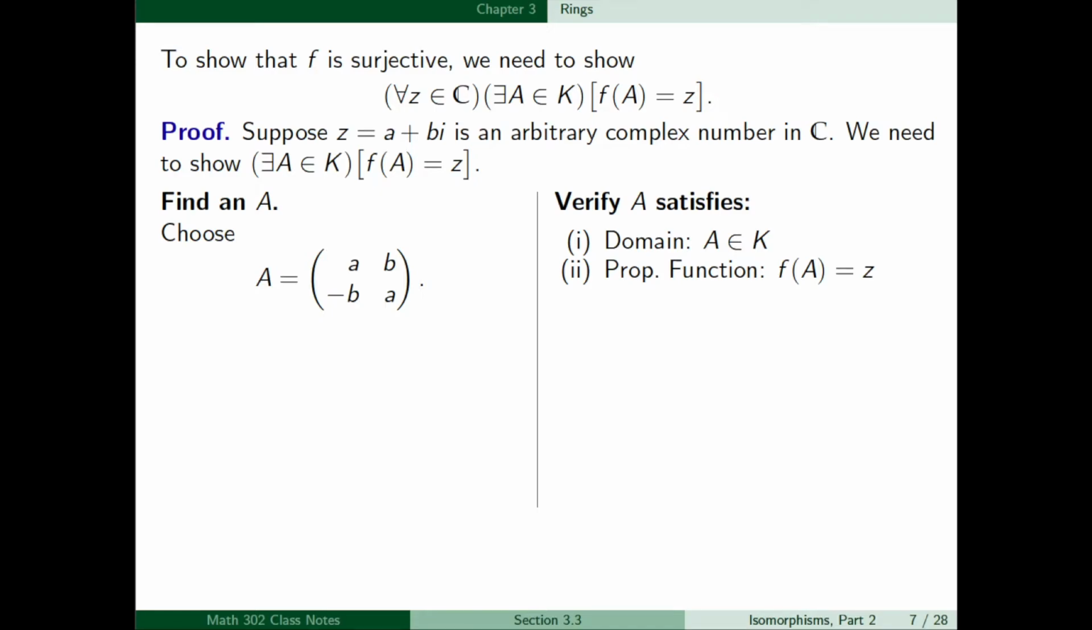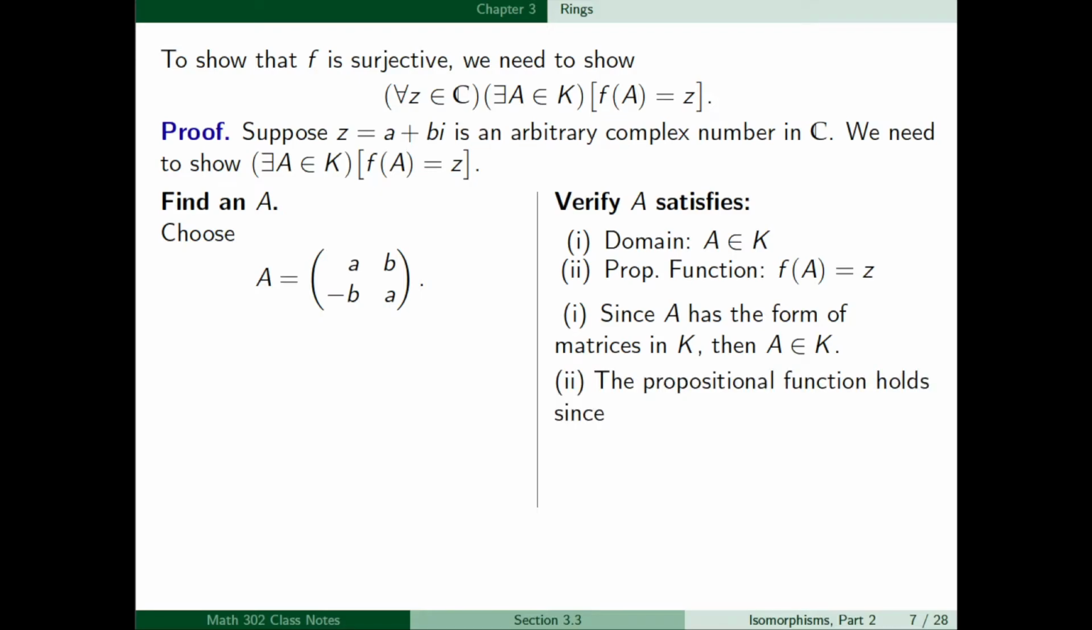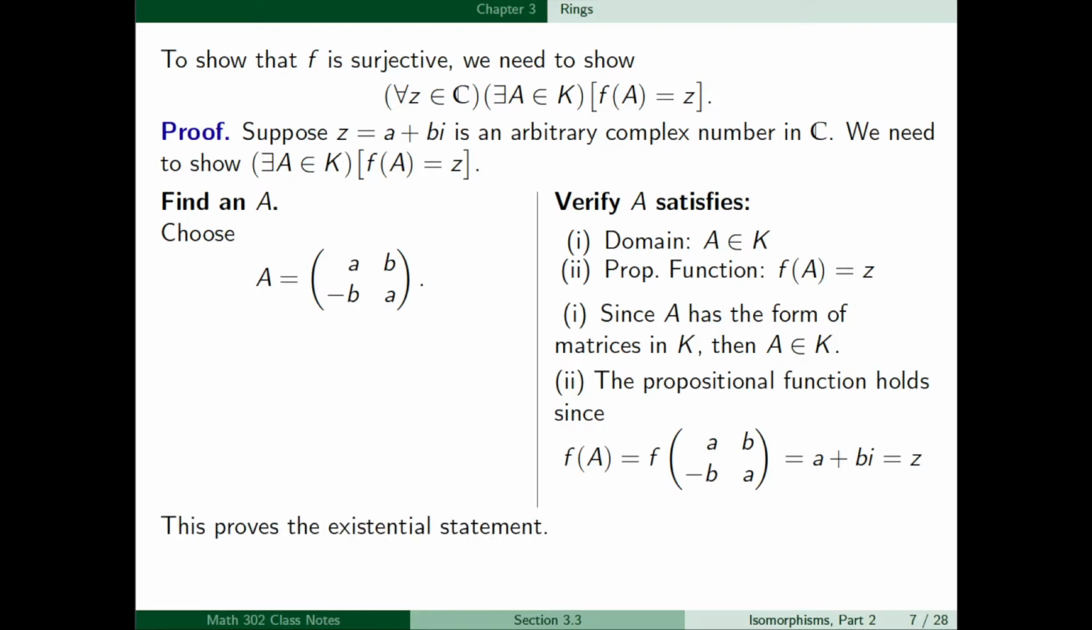So we've now got our matrix, and since A has the form of matrices in K, then A belongs to K, so our domain condition is satisfied. And then the propositional function holds since f of A is equal to f of the matrix [a, b; -b, a], which is equal to a plus bi, which is equal to z. So this proves the existential statement, so therefore f is surjective. And this shows that f is an isomorphism.